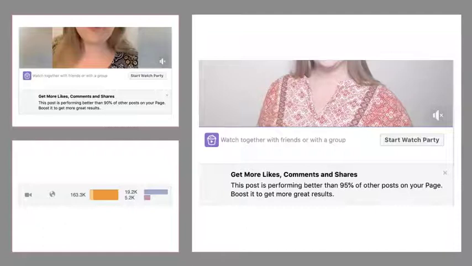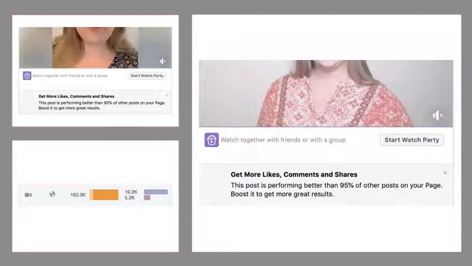19,000 people, 19.2 thousand people engage with my posts. Over 5,000 people share it. So this is what I was talking about earlier when I said I create good content, and that content then starts working for me. In fact, it works so well that Facebook tried to get me to boost it.